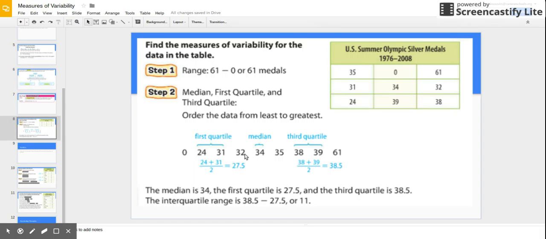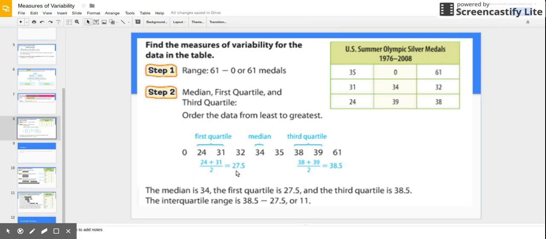Find the median of these 4 numbers. Well, take away the first, take away the last. Take away the second, take away second to last. You need to find the middle number between 24 and 31, or the average. So 24 plus 31 divided by 2 gets you 27.5.